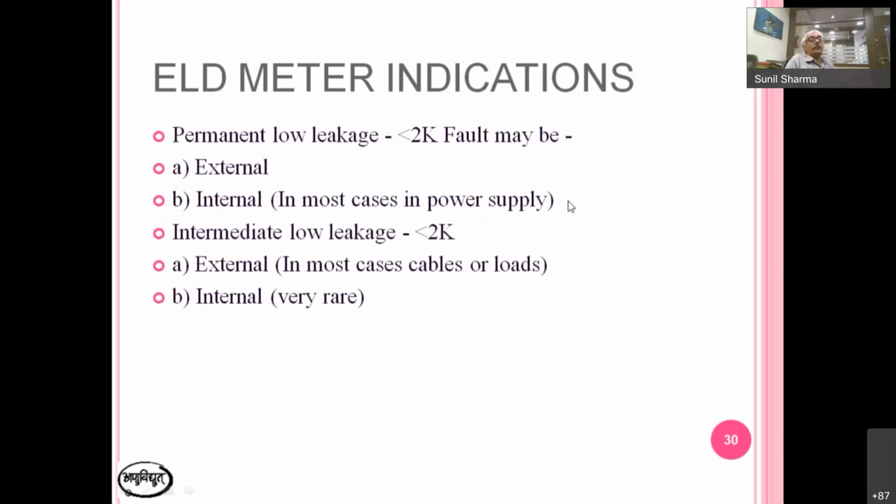How can we further establish that it is in the supply? It may be in the battery bank. Suppose the supply is an old type, a DC supply with battery bank and charger. Just remove your charger earth. If the condition improves, then the charger is leaky. If it does not improve, it may be in the battery bank.